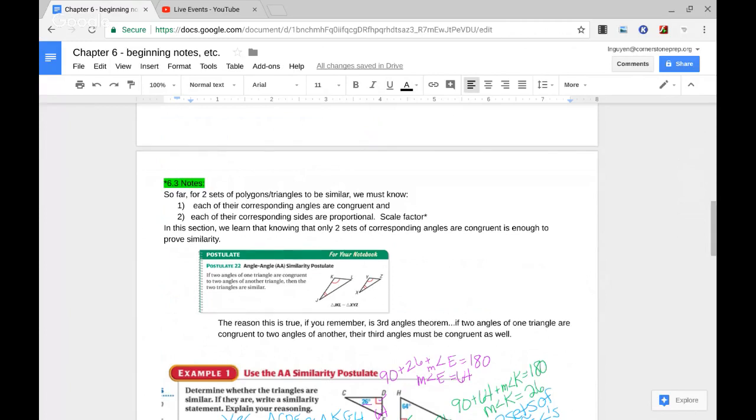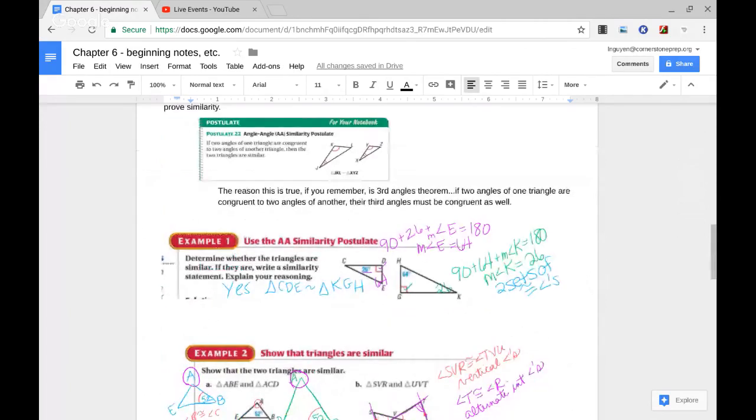So there's your new reason, AA. Moving on. First example, determine whether the triangles are similar. If they are, write a similarity statement and explain. I've already worked it out, but I'm going to walk you through what I did so that you can just get it real quick. In the pink, purplish color there, the smaller triangle has one angle that's 26, one that's 90. So you can figure out the other one is 64, angle E.